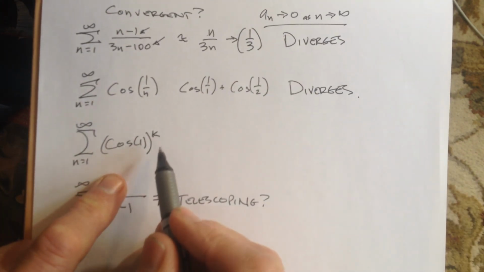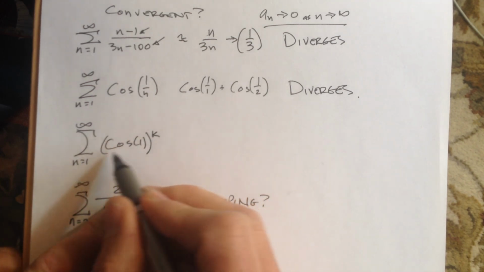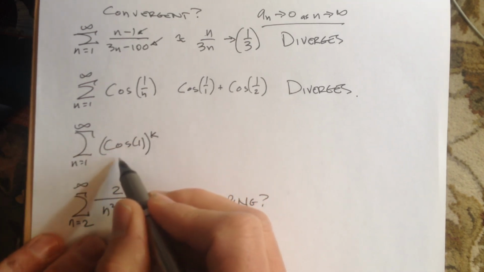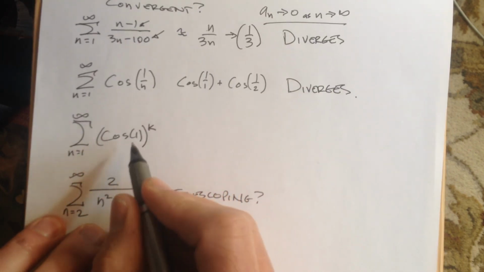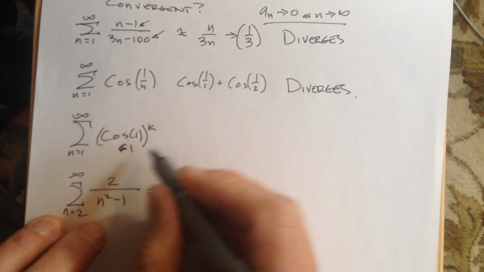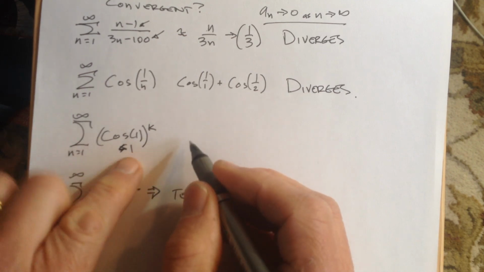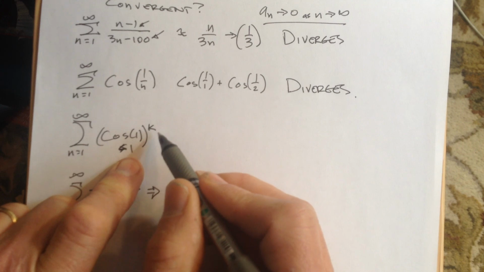This guy, the cosine of 1 is just a number, and of course the cosine of any number is going to be less than 1 unless it's pi over 2, and it is not pi over 2. So we know that this is less than 1. So this is just a geometric series where because it is less than 1, it is going to converge.